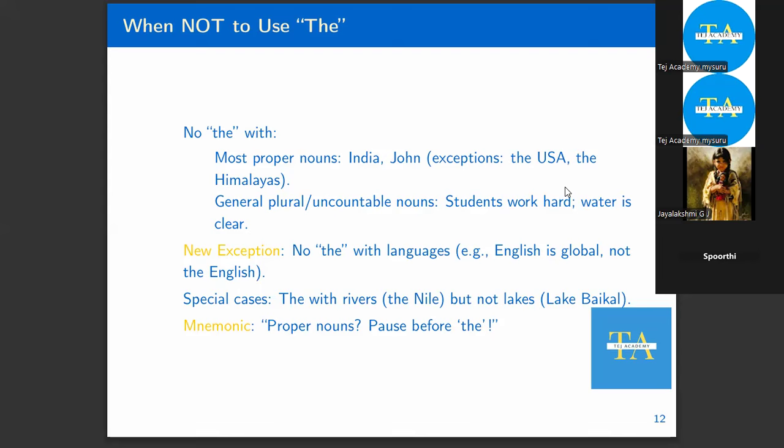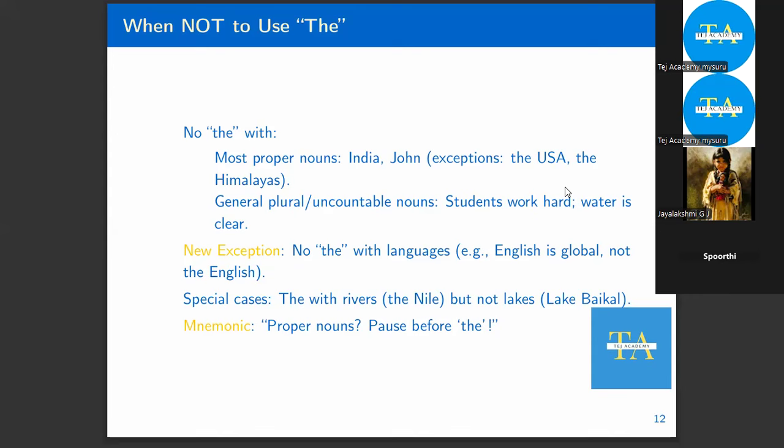So, not to use "the" with most proper nouns like India, John. We can't say "the India," or "the China," or "the Pakistan" because they are general nouns. But in front of USA, we add "the" because United States of America is a collective noun. Like the United States of America, the USSR, the UK, the Himalayas.